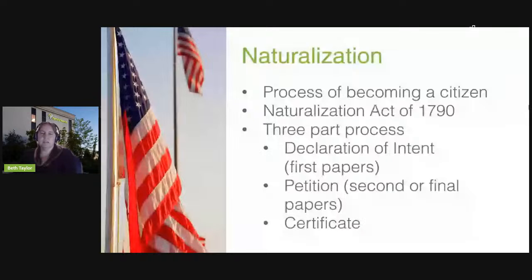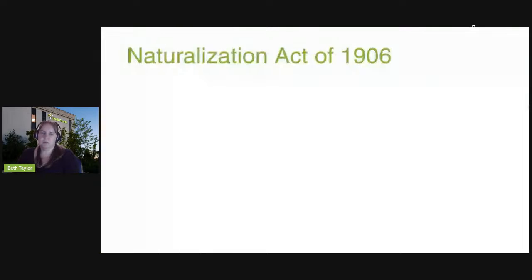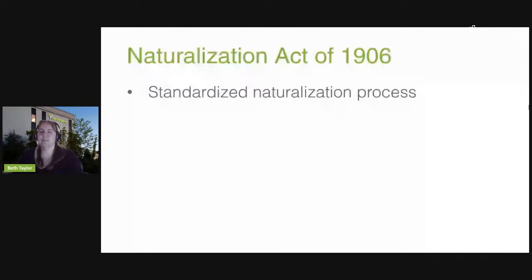So that's oftentimes referred to as the first papers, the petition, which happens a few years later, second or final papers, and then a few months after that, the certificate is issued that this individual has indeed naturalized and is now a citizen of the United States. Now, from 1790 to about 1906, naturalization records can be interesting and once in a while have a lot of great clues. But what you really want is your ancestor to have naturalized after the Naturalization Act of 1906, which went into effect in September of 1906.